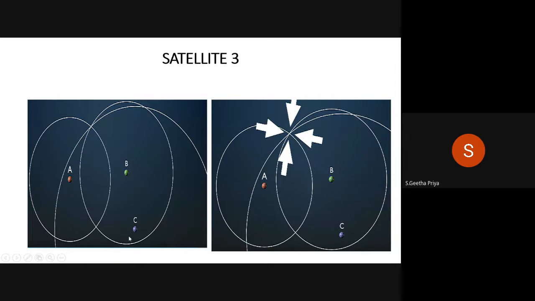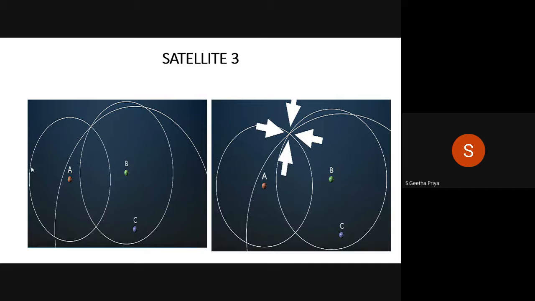After using the third satellite C, we can see that C intersects with A and B at one single point. So without any confusion, we can find that the person is going to reside at this particular point. This is where the person who is accessing GPS resides. That is, this is the exact position of that particular user. So this is the work of your three satellites.